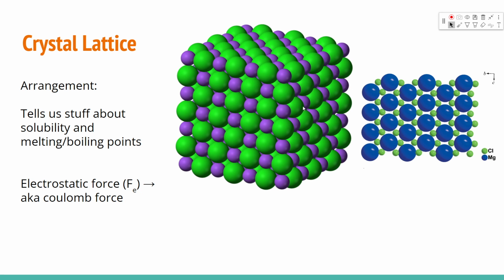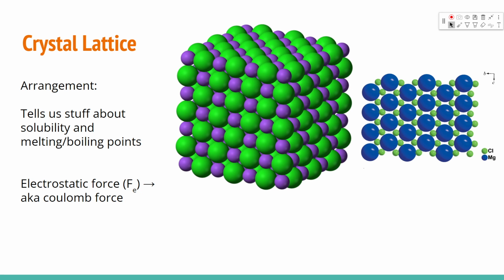And so this arrangement, with alternating positive and negative bits, no matter which one we're looking at, is going to tell us a lot of information. So we're going to know about solubility, which will be later on, I think, or maybe this section, I can't remember. And then melting and boiling point, which we'll definitely talk about this section. We have electrostatic forces, which is represented by capital F subscript E, aka a Coulomb force. So we're going to talk about Coulomb's law that we talked about last section, for example.